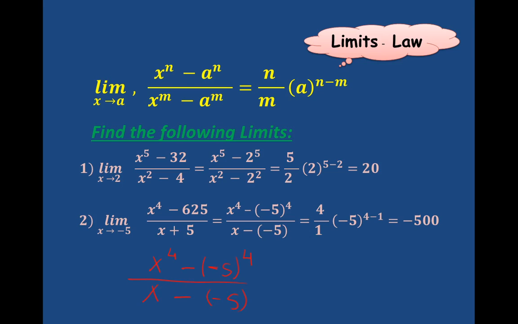Here, in the denominator, the power of the denominator terms equals 1, x power 1 and negative 5 power 1. Then the value of the limit equals 4 over 1 multiplied by negative 5, which equals the value of a, power 4 minus 1. And the value of the limit here equals negative 500, as you see in the solved example.